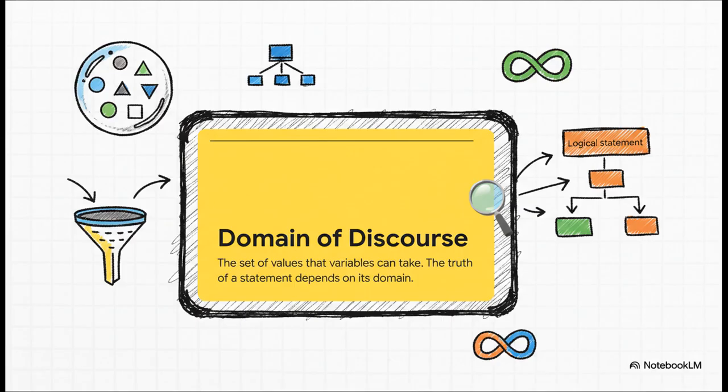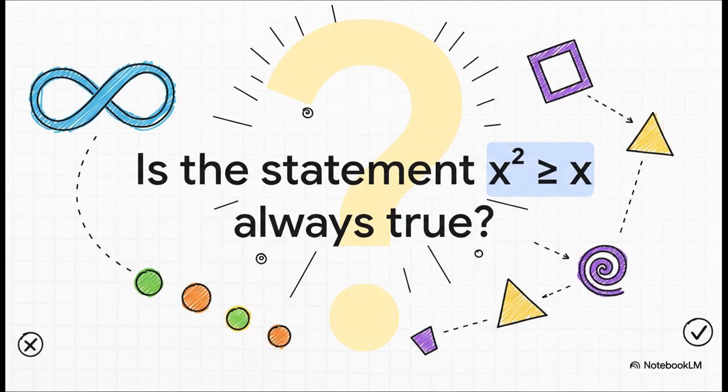Or every computer on a specific network? You have to define this, because without that context, a logical statement is totally meaningless. And to see just how important this domain is, let me ask you a question. Is this statement true? X squared is greater than or equal to X. I mean, think about it for a second. At first glance, it kind of seems like it should be true, right?